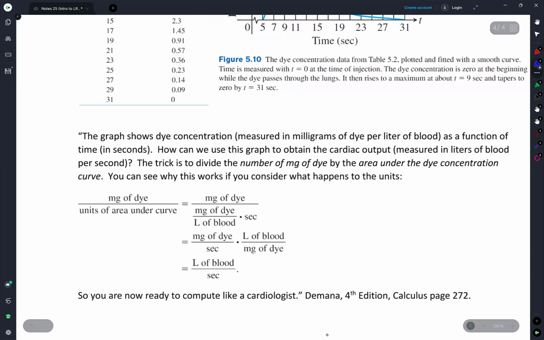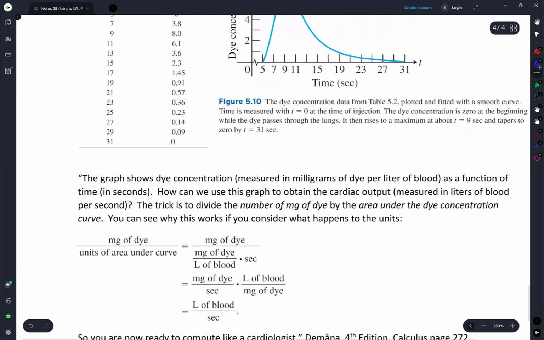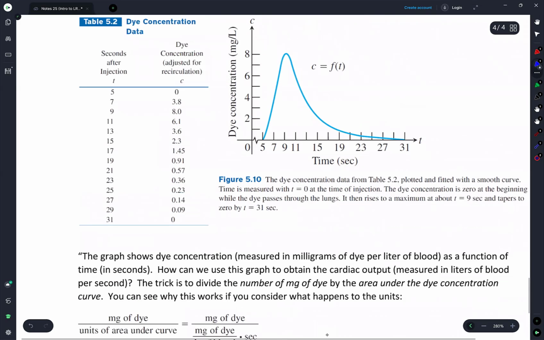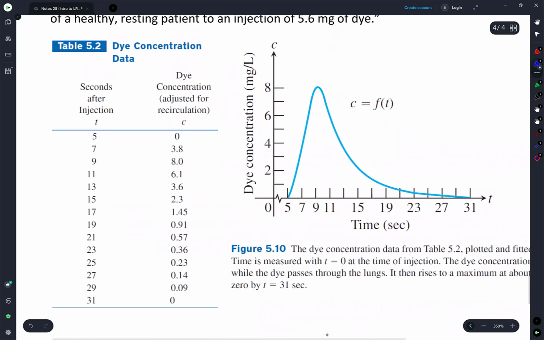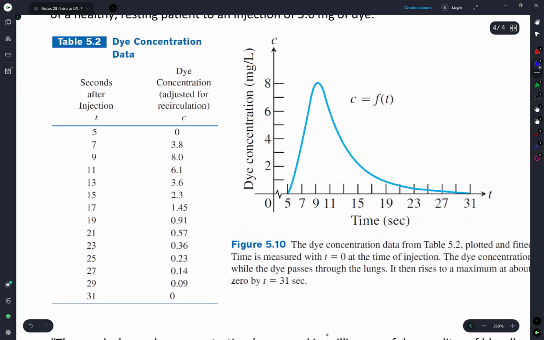Oh, it's the concentration of the dye, not the actual dye. See? So they just see the concentration of the dye as it passes through. And once the concentration is very low, they're like, okay, let's calculate. And notice the time in seconds is going really fast. All they need is like a minute, and they can figure out how much blood is being pumped through your heart.